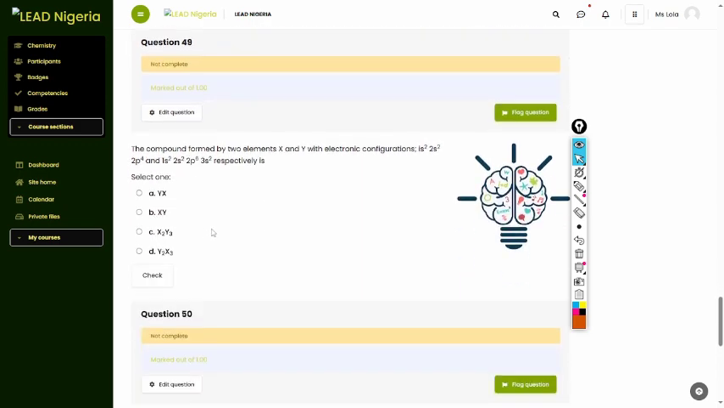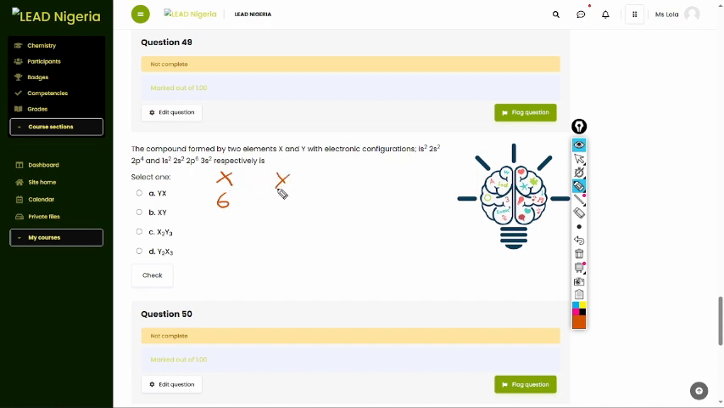Alright. The compound formed by two elements X and Y with this electronic configuration respectively is. So let's find out what the combining power or the valency of each atom is. So starting with X, we can tell the combining power by looking at the valence electrons. Valence electrons refer to the number of electrons in the outermost shell. So the outermost shell here is 2. We're looking at the principal quantum number 2. The total number of electrons under shell 2 is 2 plus 4 for X, and 2 plus 4 will give us 6. So there are 6 electrons in the outermost shell of X.